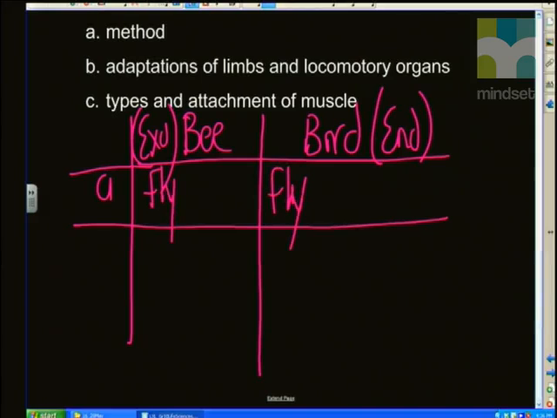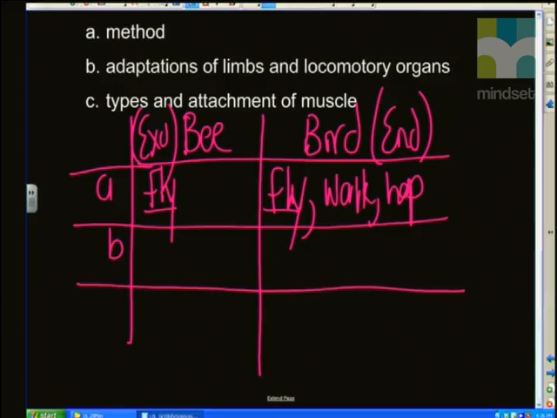All right, the bird has a bit more. The bird can walk, or it can hop. So there's a little bit more in the method. Most, as I said, they have in common, they fly. Now number B, adaptations. How are their limbs adapted to their mode? So here, what are we going to have over here for the bees? We're going to have wings. What are they? They're light.